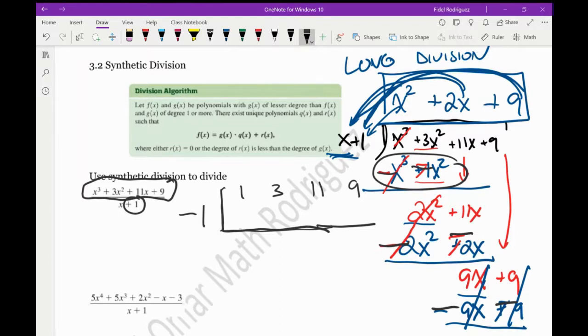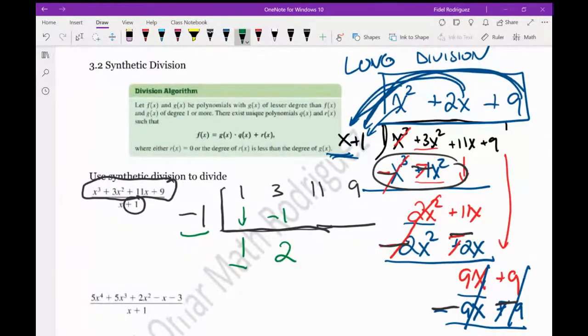Okay, the first step always in synthetic division is take this first number and bring it down. So that first one, it just drops right down, okay? Second thing we're going to do, y'all, we're going to multiply. -1 times +1 is a -1. What we're going to do now, y'all, we're going to add. What is 3 minus 1?